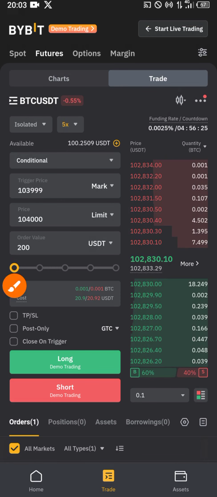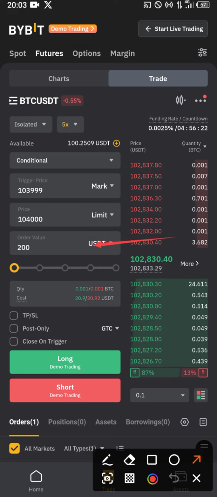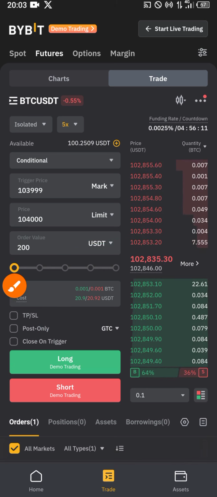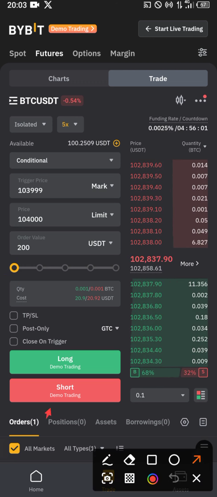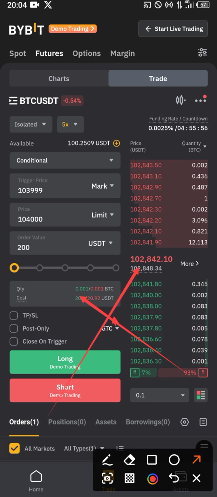So what exactly is order value? The order value we have here. And I want you to know this quantity too, right? So order value is the total value of your position. So if you want to calculate your order value, it equals price multiplied by quantity. The price you are seeing here multiplied by quantity is going to give you order value. I hope you are getting me now.